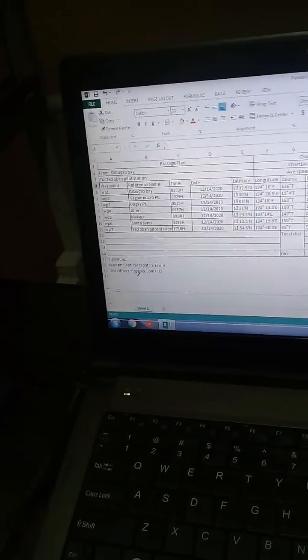So that's all. And there is a signature, which is Master Captain Nigapatan Erwin, and second officer is Brunyola Jomar. So that's all the information that you can see during making a passage plan. So that's all for today.